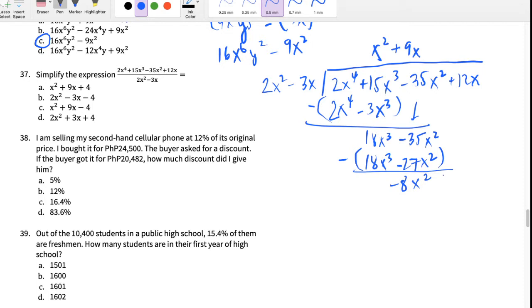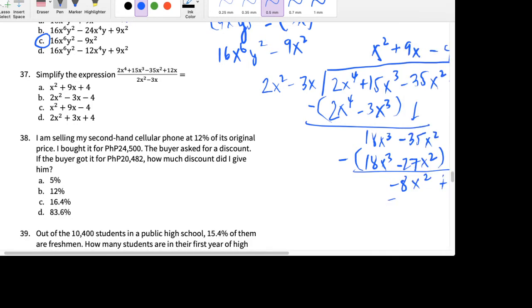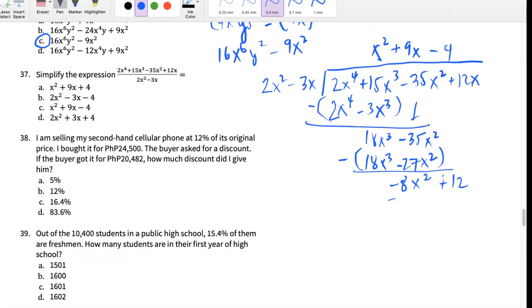We bring down this 12x. Okay? Negative 8x squared divided by 2x squared, that's equal to negative 4. Okay? Negative 4 times this one, negative 8x squared. Negative 4 times negative 3x, that's positive 12x. Subtract. They're equal, right? So that's 0. Our answer here is letter C.